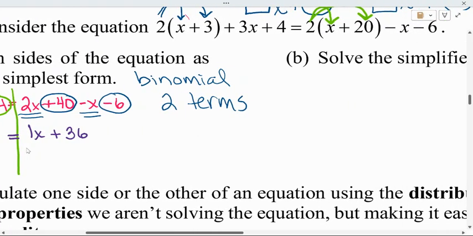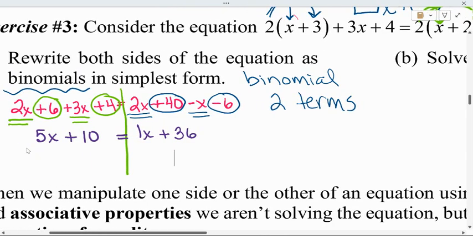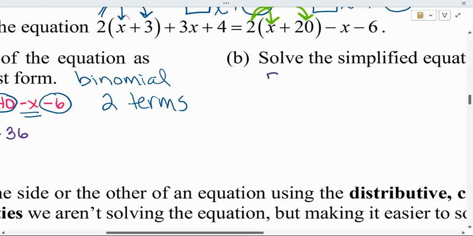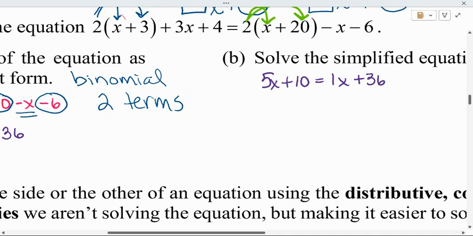Question B says, solve the simplified equation. So I'm going to move that 5x plus 10 equals 1x plus 36, and we're going to solve it. So what do you want to do first, Ariana? I want to subtract 1x on both sides. Perfect. Subtract 1x on both sides. Thank you, both sides.